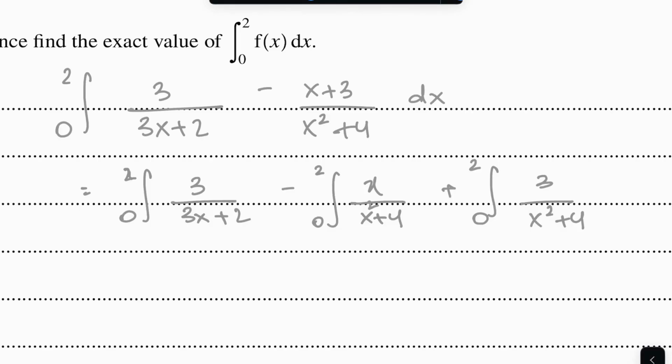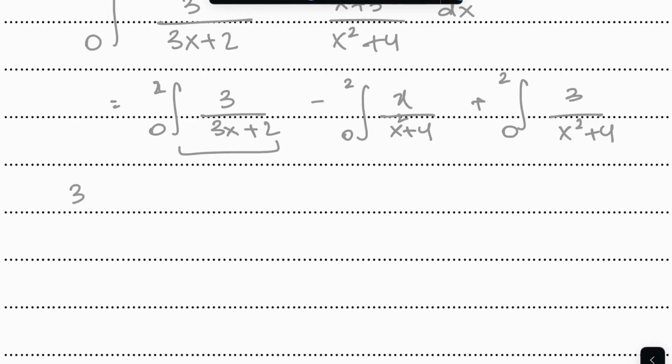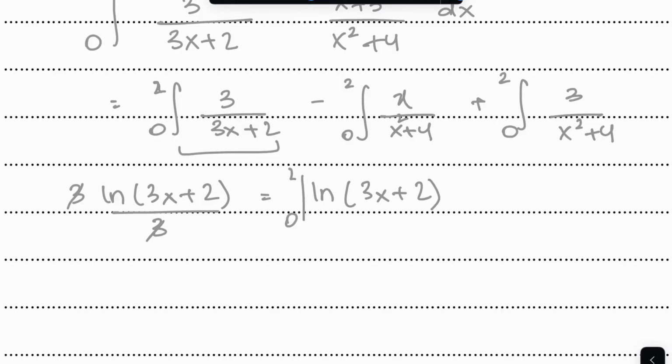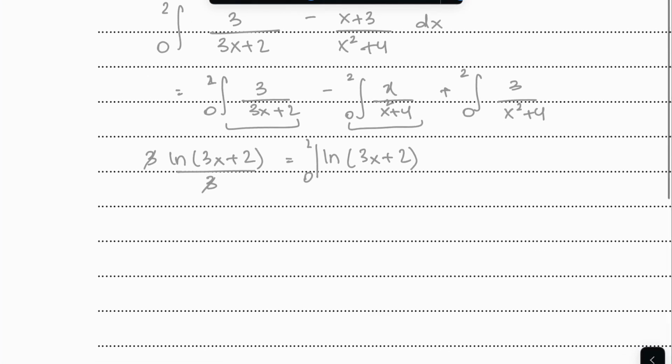So this just makes it easier for us to do it one by one. Now, the integral of this will be very simple. We will take the 3 out and the rest will just come in ln. So ln 3x plus 2, and we have to divide by the derivative of the bracket. So that would be 3. And this just cancels. And so for this part, we have ln 3x plus 2 with the limits 2 and 0.